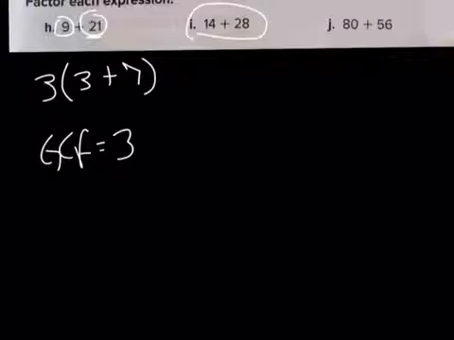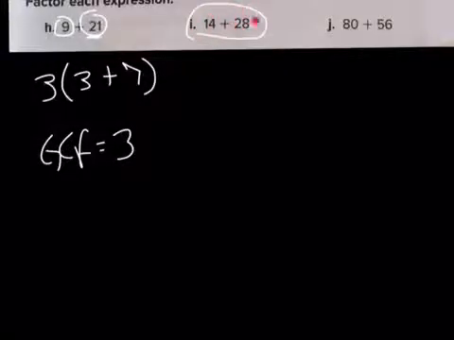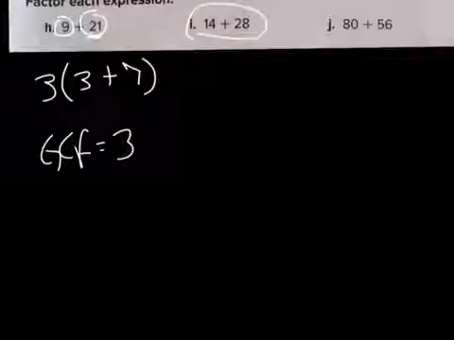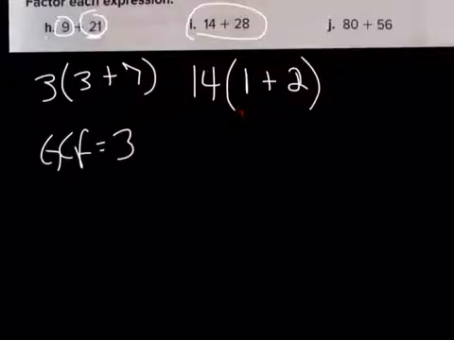14 and 28. I know that if I multiply 14 times 2, I will get 28. So why not just use 14? I'm going to use 14. And I know I have to multiply 14 times 1 to get 14, and I have to multiply it times 2 to get 28. So we have 14 times 1 is 14, and then 14 times 2 is 28.